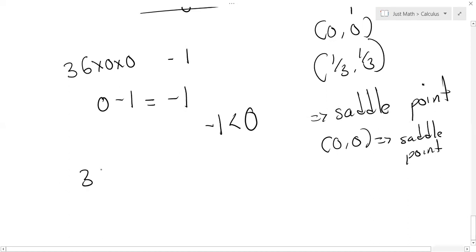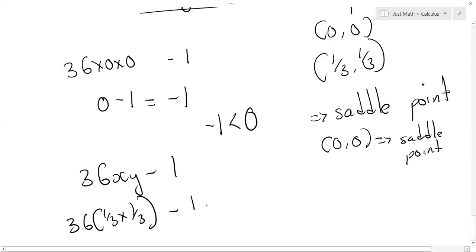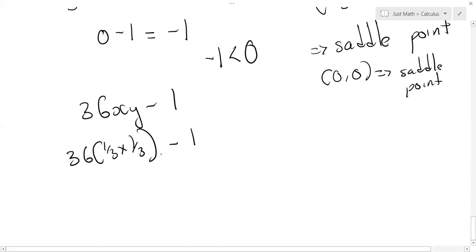So we have 36xy minus 1, 36 times 1/3 times 1/3 minus 1. 1/3 times 1/3 is 1/9. 36 times 1/9 gives you 4. So it's going to be 4 minus 1, that gives you 3. Is 3 less than 0? No, 3 is greater than 0. So we have a number that is greater than zero.